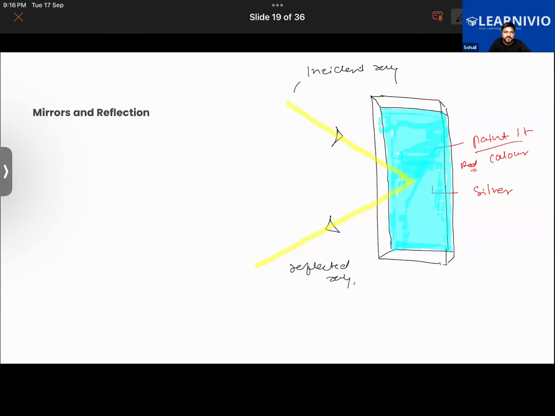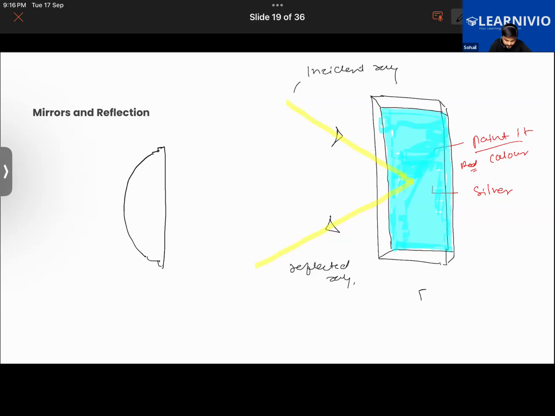So this was about the plane mirror, but we know that there are curved mirrors also. We have spherical mirrors also, and there can be different types of mirrors. Some of the mirrors will be curved outward, some will be curved inward. Even the car's side view mirrors, the rear view mirrors, are also spherical mirrors. So they are curved mirrors also.